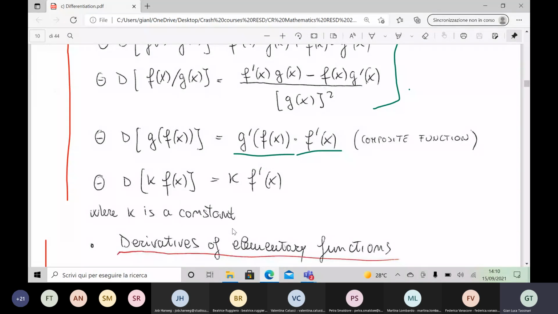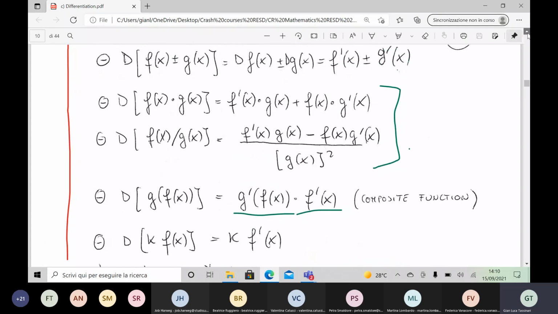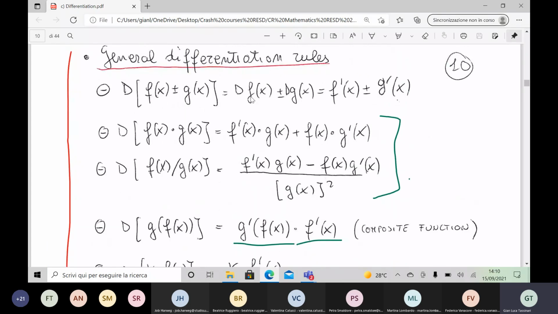Why did I call them general differentiation rules? Because in this case, in principle, you are still not able to compute a derivative, even though maybe you already are. I still have to explain how to compute the derivative of a given function f. The derivative of f depends on the kind of function you have. These are only general differentiation rules that work for all functions f of x, g of x. But now I need to give you specific differentiation rules for the different kinds of function that we studied and reviewed together.